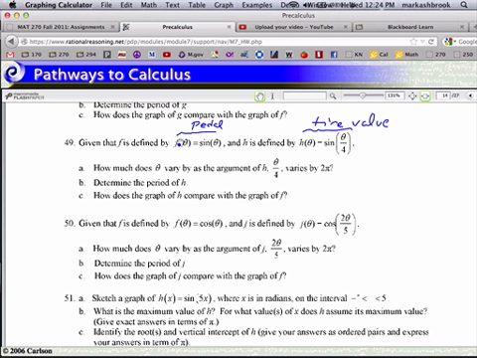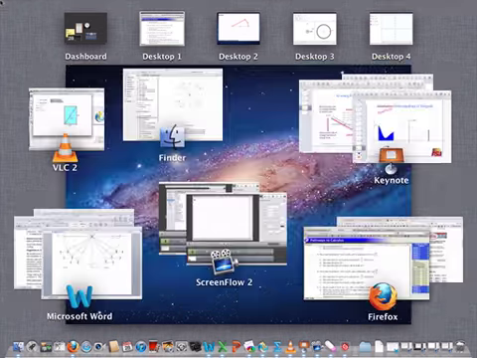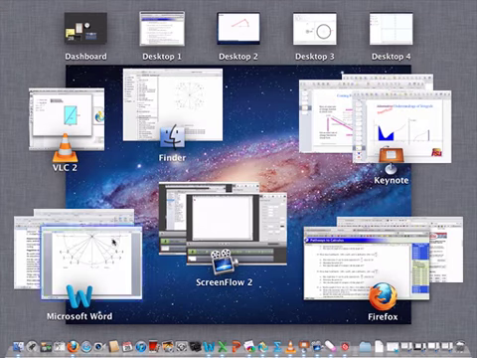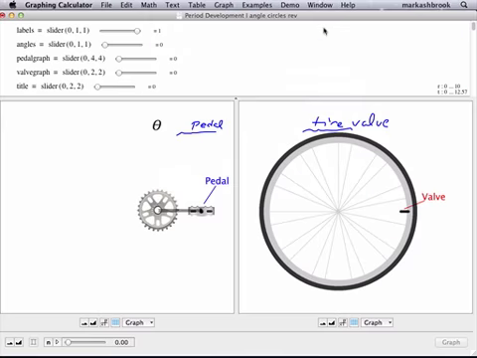So what is this function describing of the pedal? So if it's just f of theta equals sine theta. Where am I here? There it is.